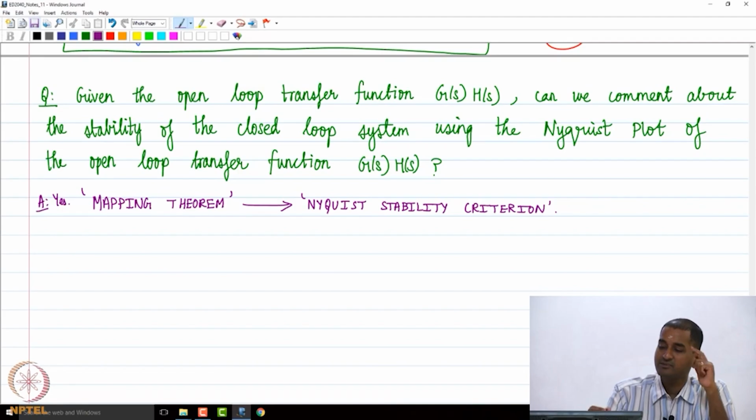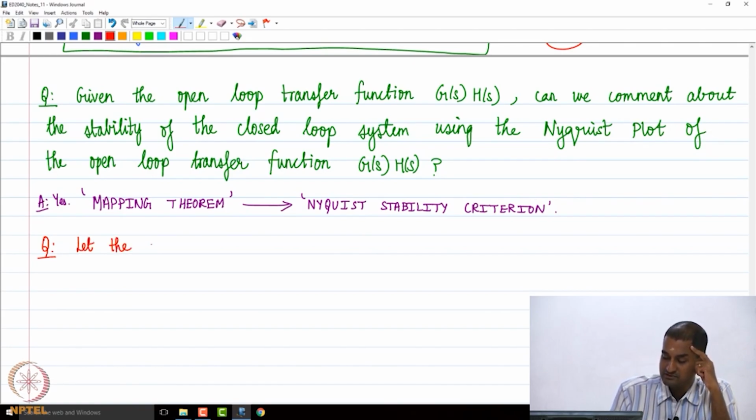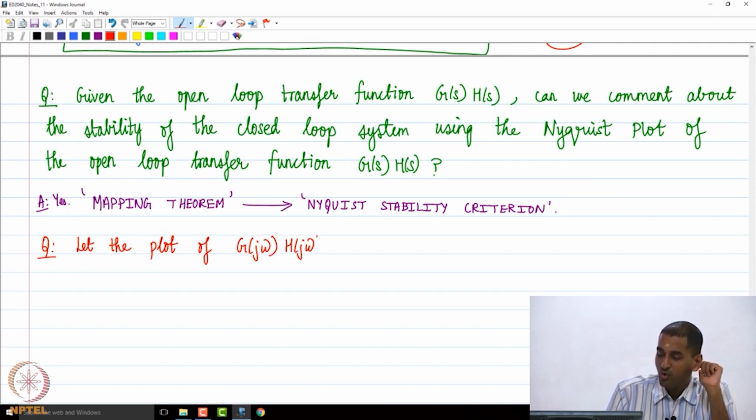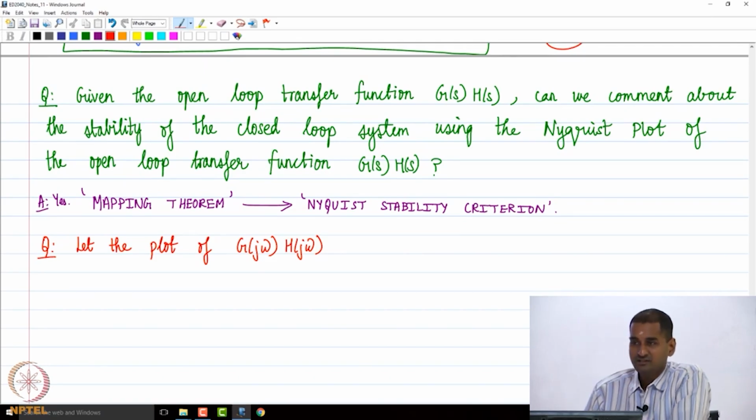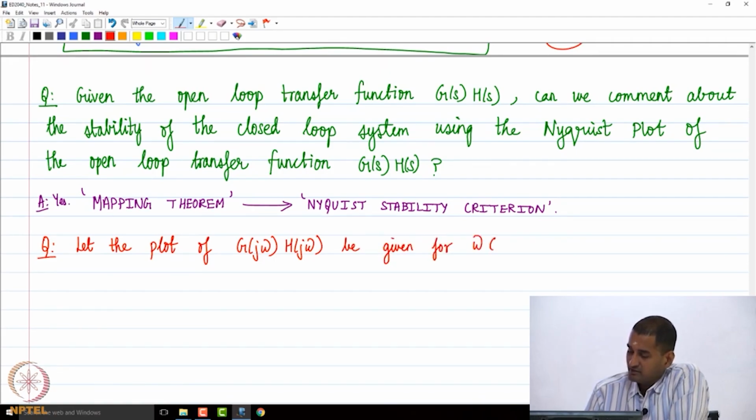But I am going to leave you with another question. Please think through these questions. Let the plot of G(j omega)H(j omega), that is the open loop sinusoidal transfer function, be given. You substitute s equals j omega in G(s)H(s) and you get the open loop sinusoidal transfer function, and let this be given for omega belonging to 0 to infinity.